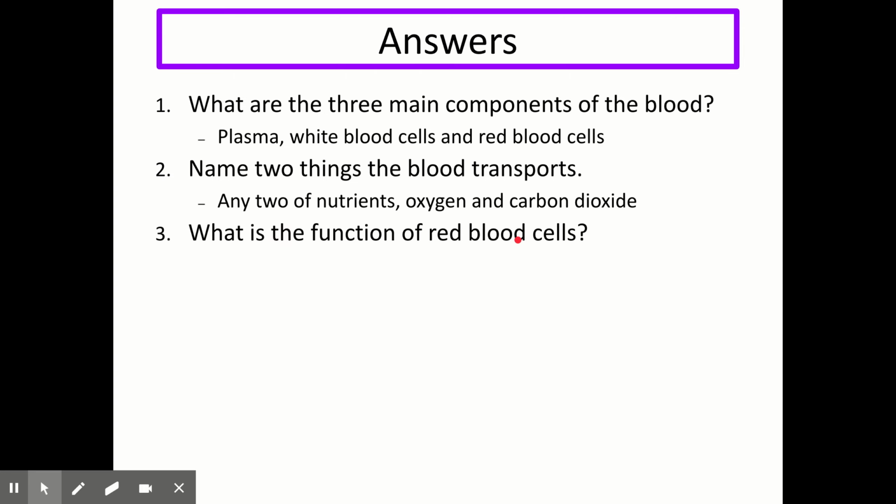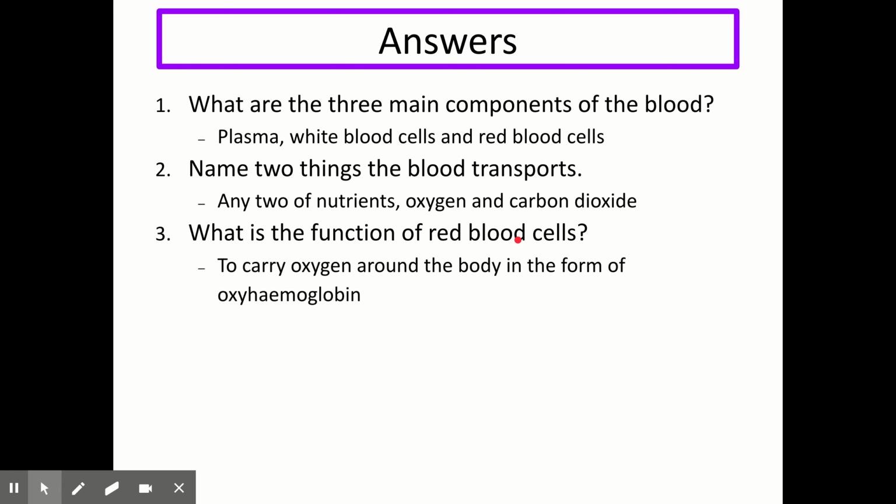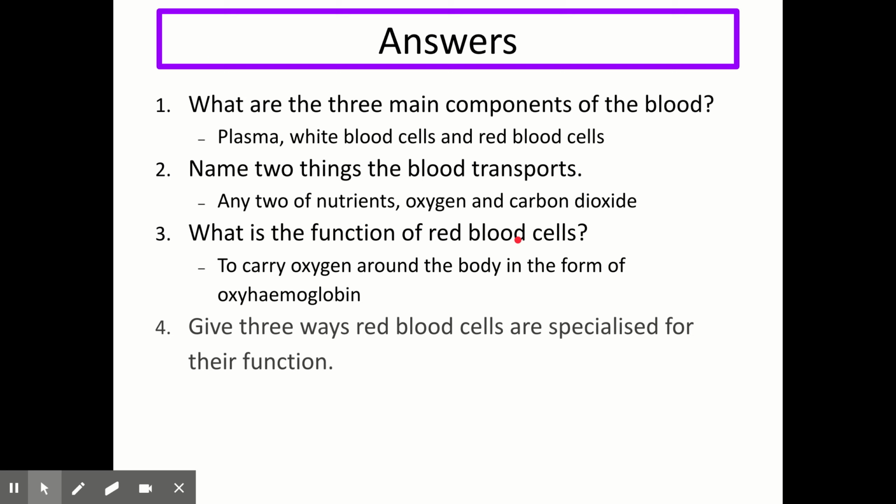What is the function of red blood cells? Well, their function is to carry oxygen around the body in the form of oxyhemoglobin. And give three ways red blood cells are specialised for their function. They have a biconcave shape, they have no nucleus, and they contain hemoglobin.